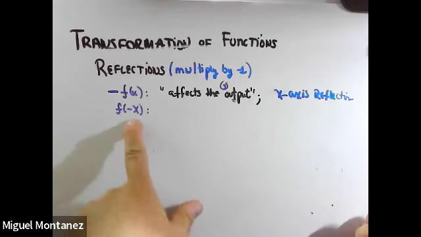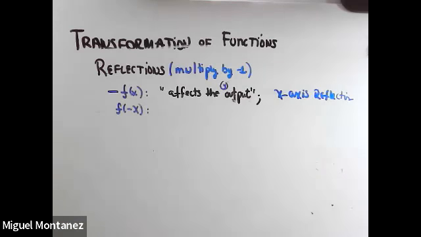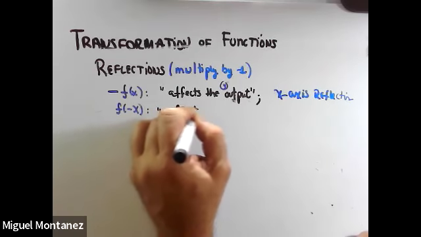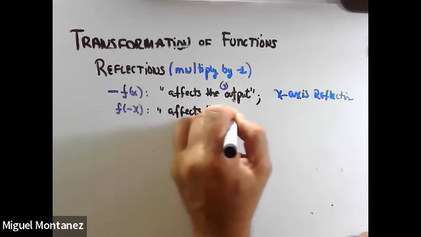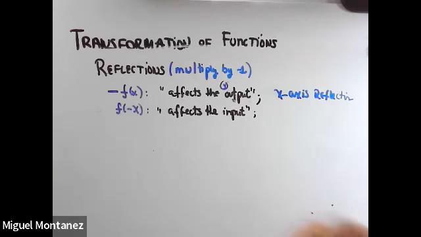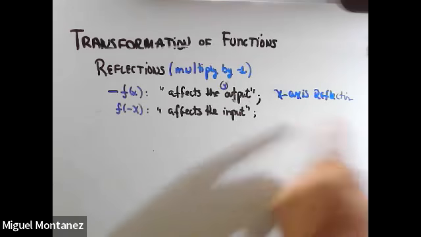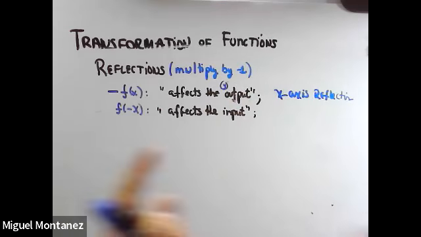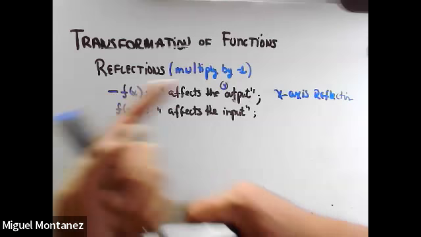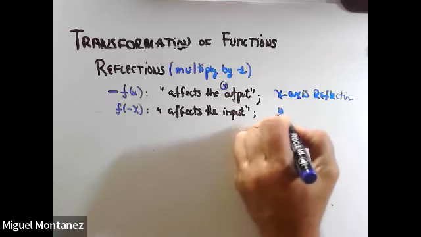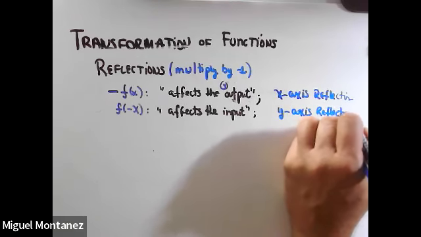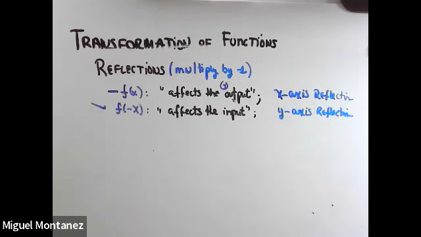If the negative is inside, quote unquote inside, that negative is affecting the input. And the input, of course, is X, right? Since it's affecting X, we do a Y-axis reflection, so it's the opposite. If the negative affects the X, it reflects in Y. If the negative affects the Y, it reflects in X. So here that would be a Y-axis reflection. But there are not that many examples of this one.